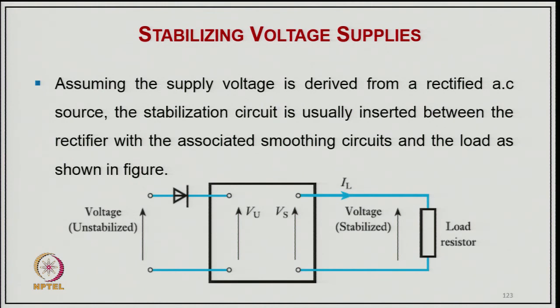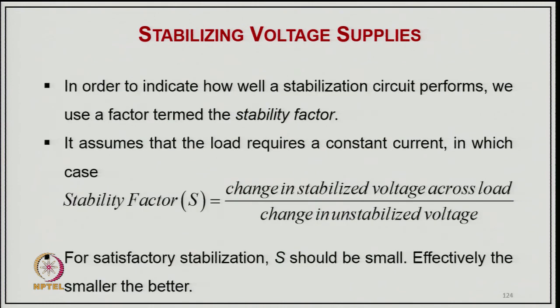So, we have the unstabilized voltage with a diode so that it cannot have a back flow, and this is the stabilizing circuit. We want to use this transistor to give a stabilized voltage output across the load. This is a very popular application of the transistor in a stabilized power supply. So, in order to indicate how the stabilization circuit performs, we use a factor called the stabilizing factor.